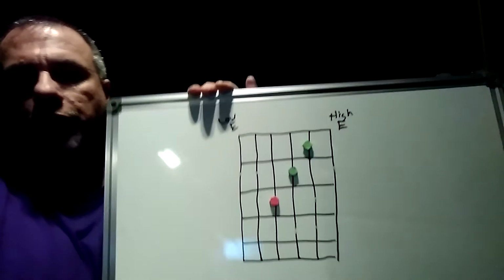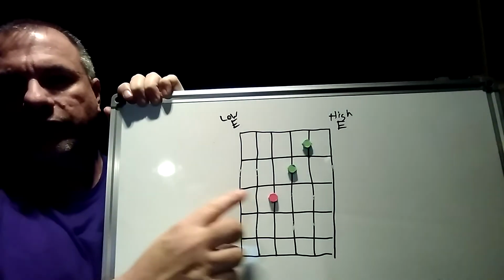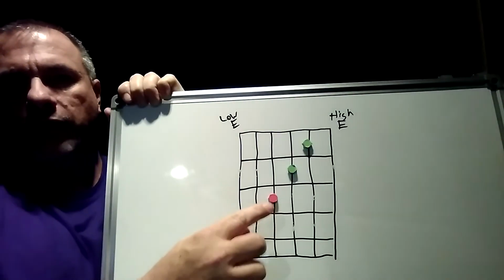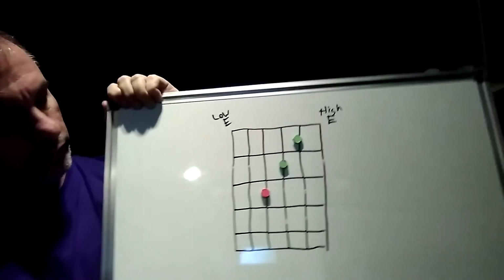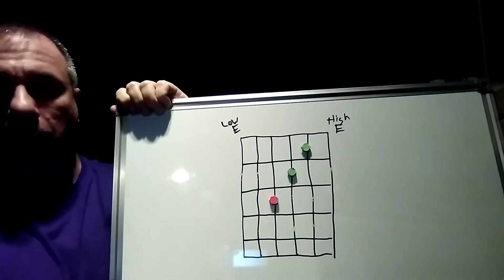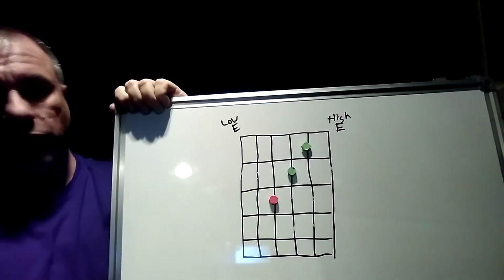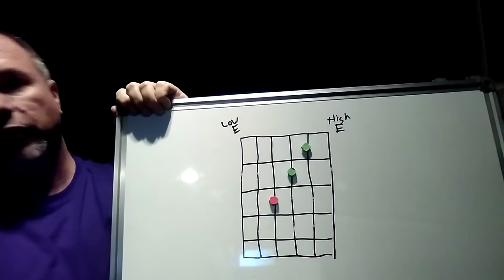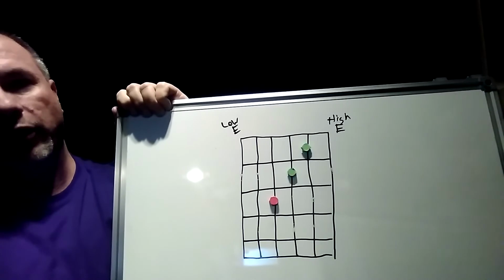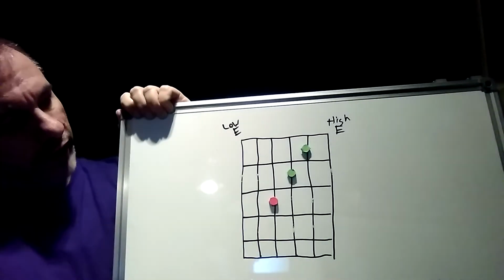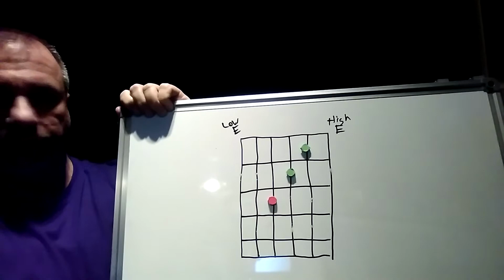Here's your 3rd string root. This would be the D string. Your root's here. Here's your major form. So if you needed to make a chord based off of your D string, anywhere on your D string, that would be the chord for the major.